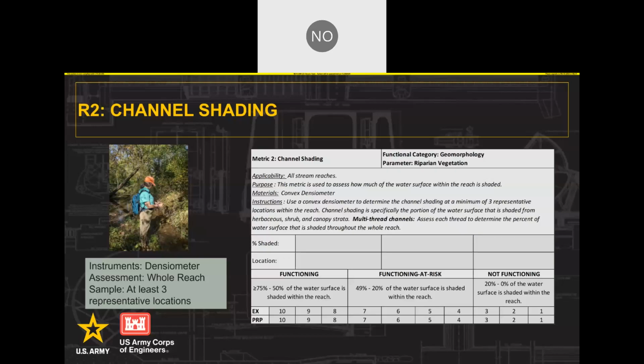Okay, thank you. Sure. So you have your ranges here, 50 to 75% is in the functioning category, 20 to 50% is in functioning at risk, and then 0 to 20% of the water being shaded is not functioning. And then multi-channel threads, I forgot to mention that part. If you had any substantial stretch of an extra channel, you might want to get a sample there as well and have more than 3 points.